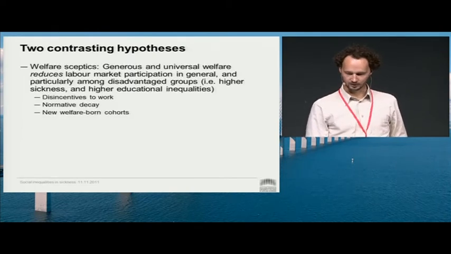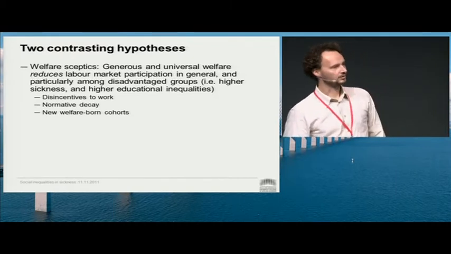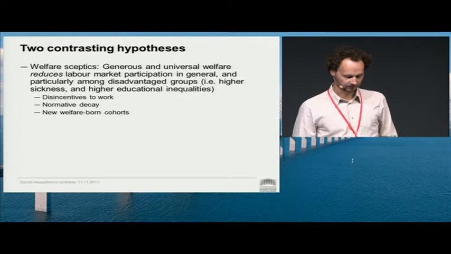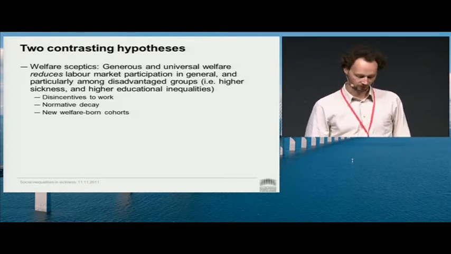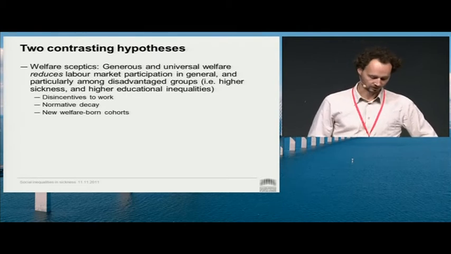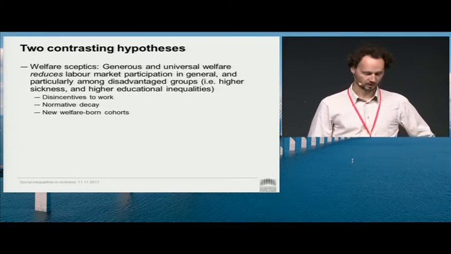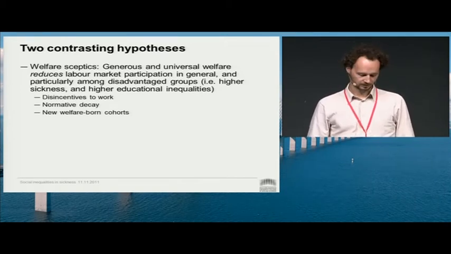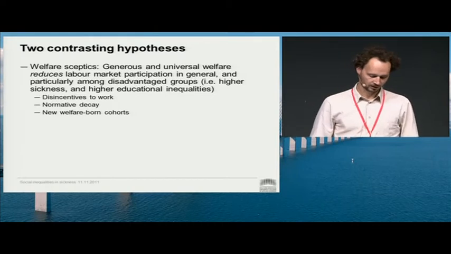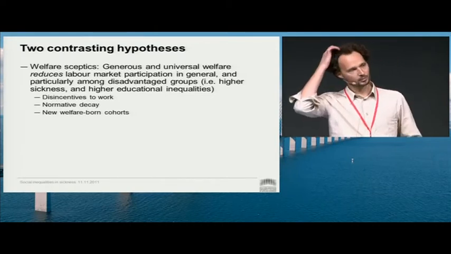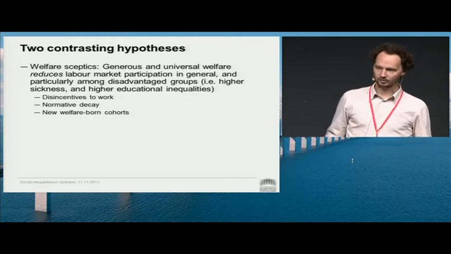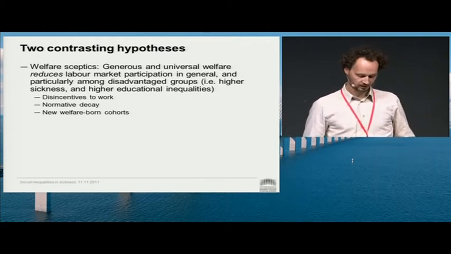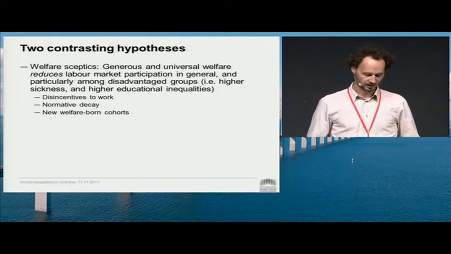So there are two contrasting hypotheses, and one view is claimed by welfare skeptics that holds that generous and universal welfare reduces labor market participation in general, and especially among those groups who have limited gains and the highest strains in the labor market. And the reason, according to the welfare skeptics, is that low economic incentives to work will make a large proportion of the population prefer welfare. And this process is expected to gain strength over time through normative decay and increasing illegitimate benefit use.